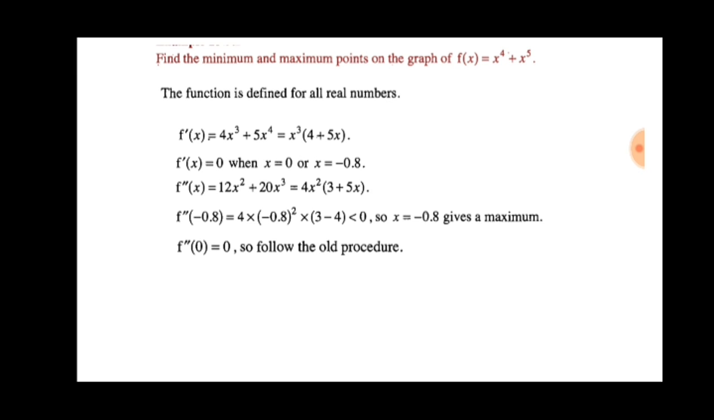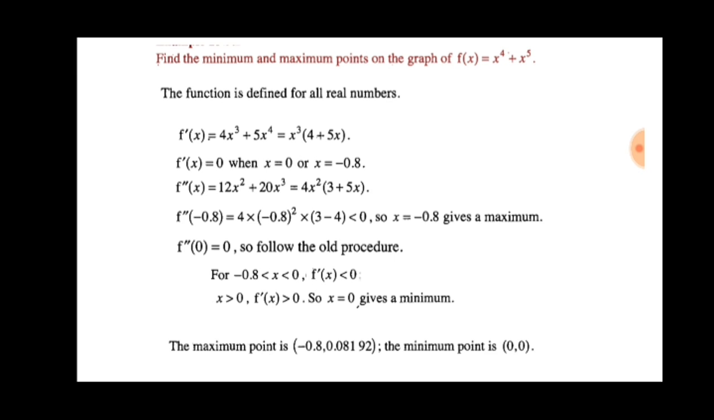And we test it with 0. We test the second derivative with 0. We got a value equal to 0, so we follow the old procedure. We check the gradient in between the values negative 0.8 to 0. Gradient is less than 0. And again we test for the values which are greater than 0. For x greater than 0, we got the gradient as positive. So we can conclude that x equal to 0 gives a minimum point.